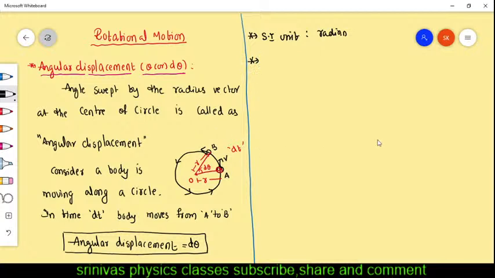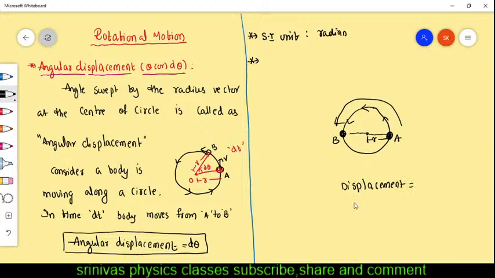Generally, linear displacement means what? For example, in circular motion, an object starts from A, goes like this, and finally comes to the diagonally opposite point B. This is radius R. The object travels like this. Then what is the displacement and what is the distance? Can anyone write your answer in the chat box?